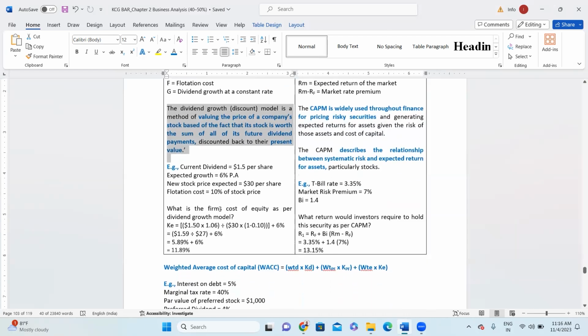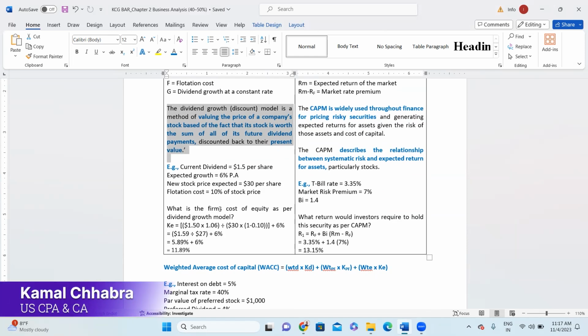So here is an example to do the mathematical calculation. For example, current dividend is $1.5 per share, and your expected year over year growth will be 6% per annum. New stock price is expected to be $30 per share, and floating cost is 10% of the stock price, right? So what will be the firm's cost of equity as per the dividend growth model?